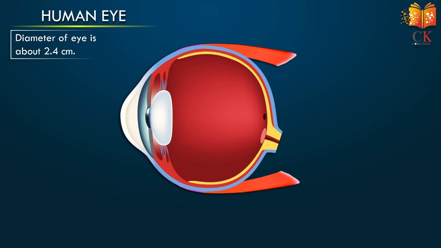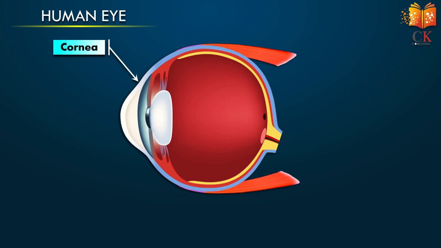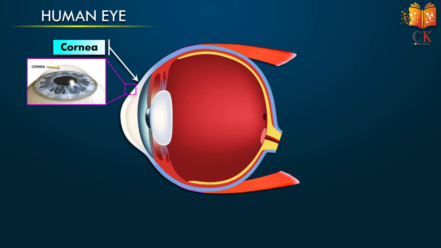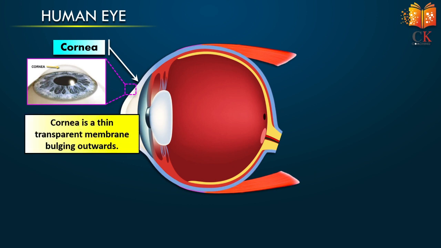This part over here is called the cornea. What is this? The part which is bulging out is the cornea. So it is a thin membrane which is transparent and which is bulging out. बाहर उभरा हुआ जो होता है, this portion is known as the cornea.